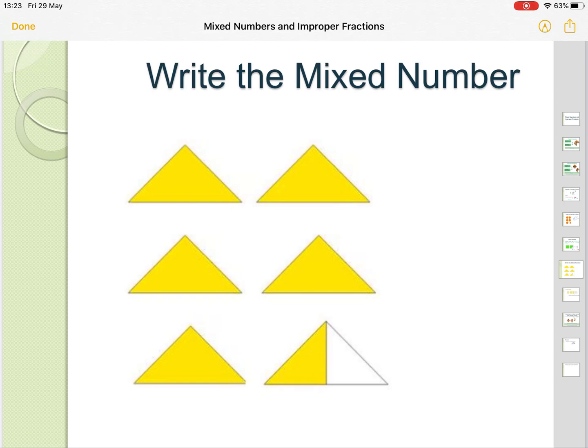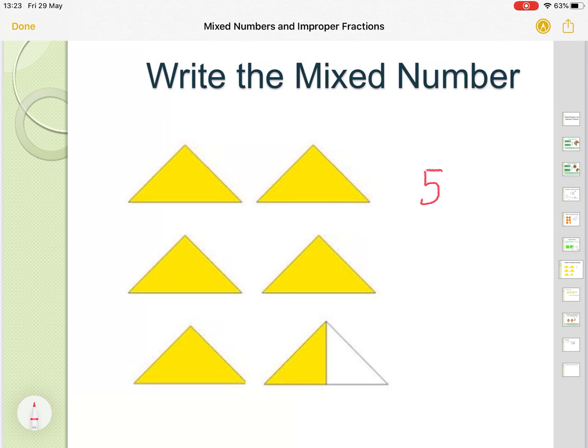So, I need a mixed number now, so I need a whole and a fraction. Let's see how many wholes we have. How many whole triangles are colored in? We have 1, 2, 3, 4, 5 whole triangles.